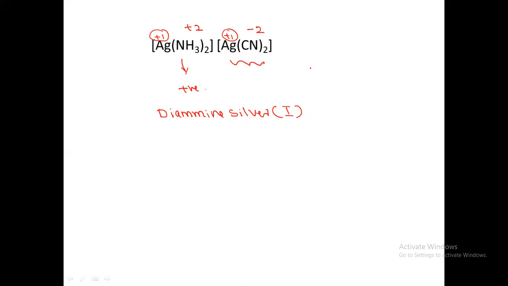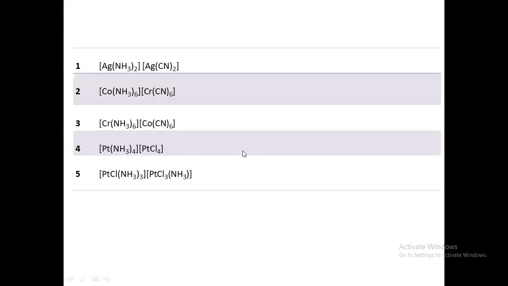Now there's the negative complex, this is the only part left. There are two ligands, two cyanide. It's a negative ligand, so dicyanide. Now this is negative, so the metal is part of a negative complex, so with ATE: argentate. What is the charge? Always for the metal, you have to represent the charge in Roman numerals. So argentate(I). So diamminesilver(I) dicyanideargentate(I). That's it. Okay, we'll see more examples.